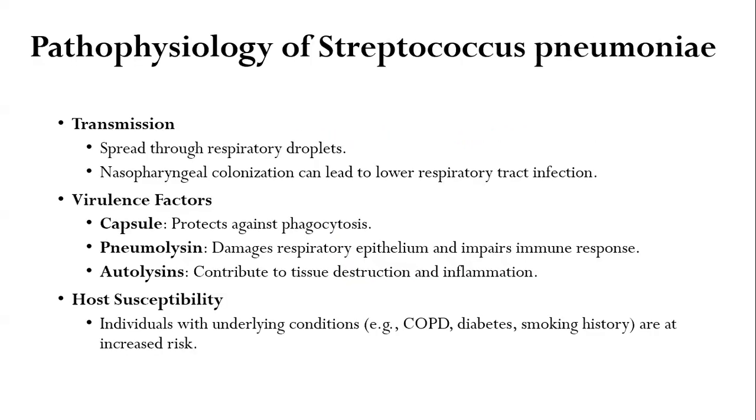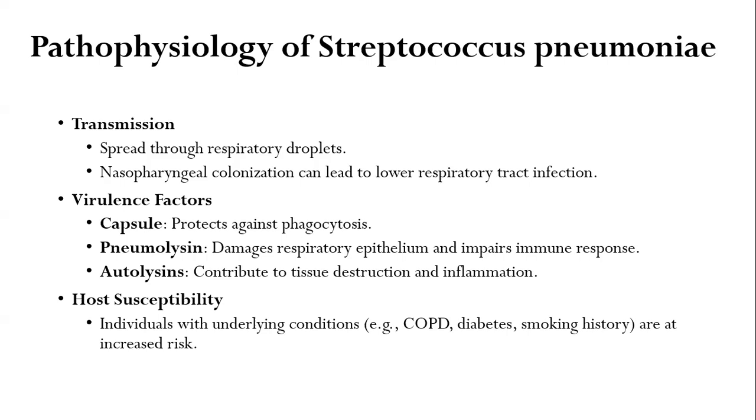Now, coming to the pathophysiology, Streptococcus pneumoniae is usually spread through respiratory droplets. There is nasopharyngeal colonization, which can lead to lower respiratory tract infection. The virulence factors promoting infection are the capsule, which protects against phagocytosis by the macrophages. Then there is another agent known as pneumolysin. The pneumolysin damages the respiratory epithelium and impairs the immune response. It also produces agents known as autolysins, which contribute to tissue destruction and inflammation.